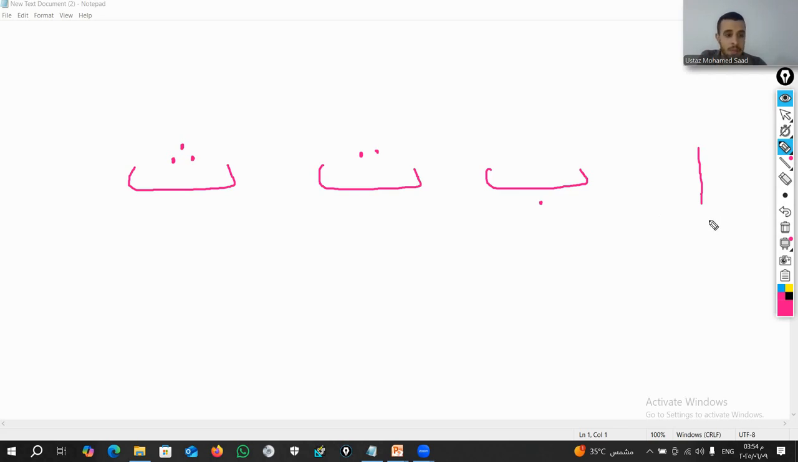And as I said at the beginning, you need to know the shape of the letter. You need to recognize the shape of the letter. If you see this letter, you need to know that it is named Ba. If you see this one, you need to know that it is named Tha, and you need to know how to write it. And inshallah, we'll practice writing. So that was all the part I wanted to explain over the whiteboard.